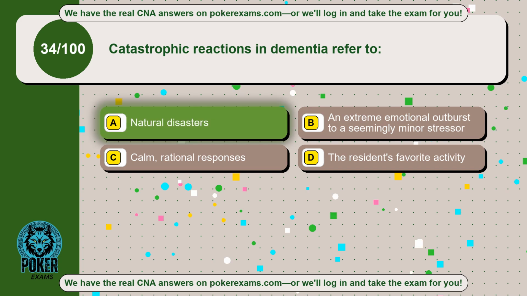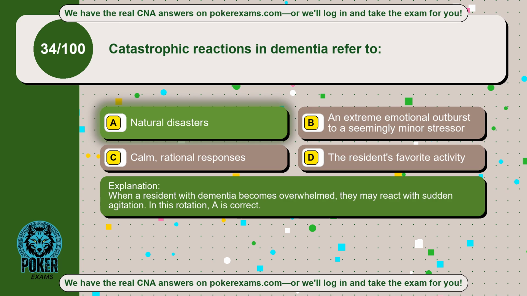The correct answer is option A, natural disasters. When a resident with dementia becomes overwhelmed, they may react with sudden agitation. In this rotation, A is correct.